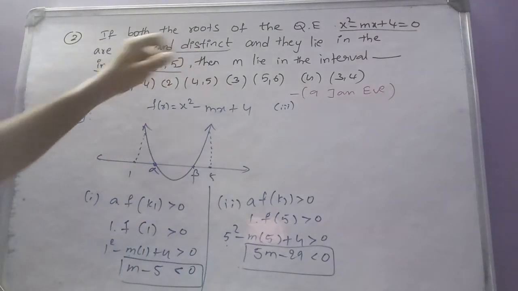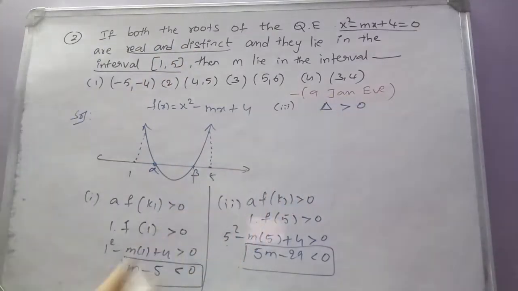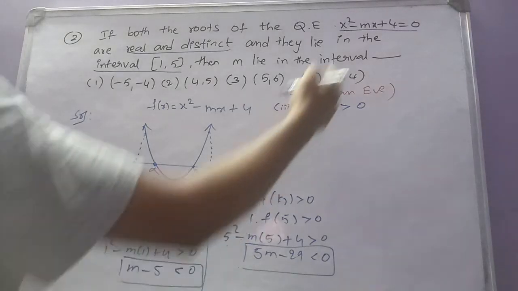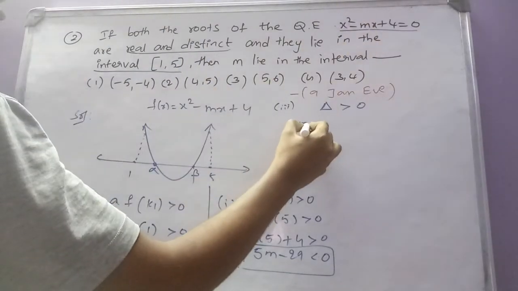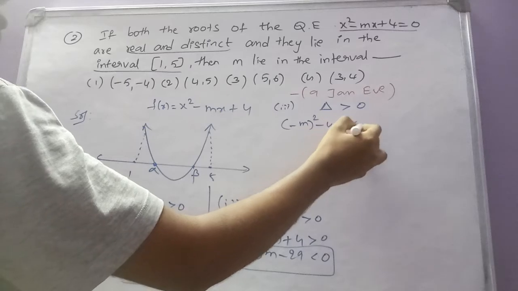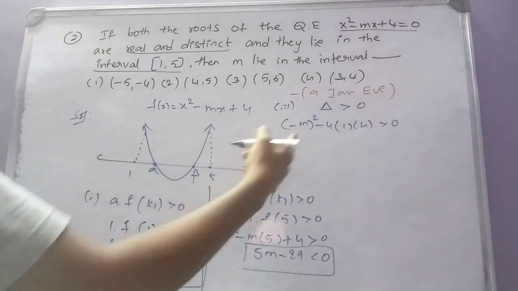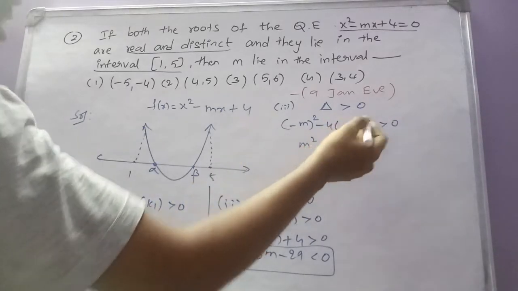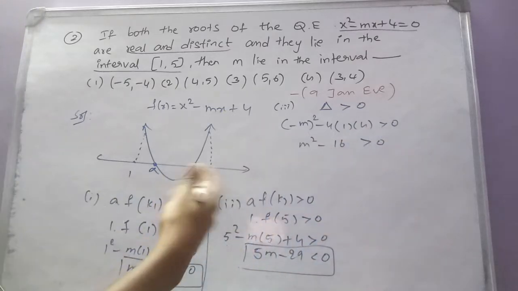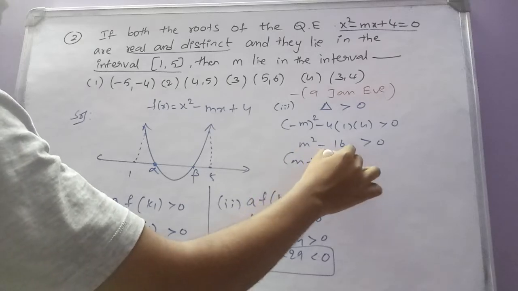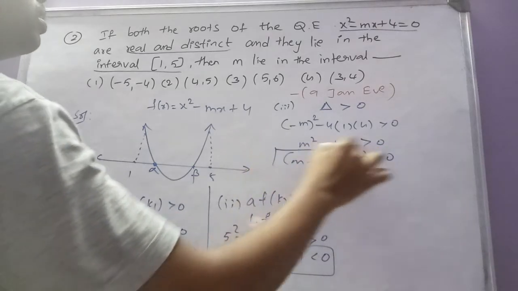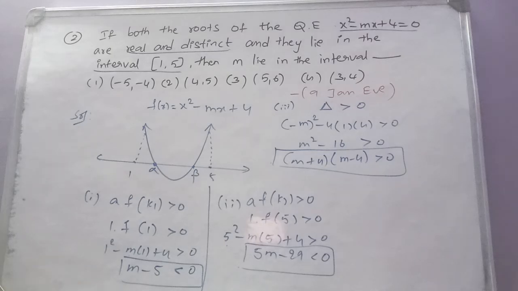Next, the third thing is about the discriminant delta. Since the roots are real and distinct, delta must be greater than 0. Remember this. Delta must be greater than 0 to get real and distinct roots. So that means b square minus 4ac. So b square means minus m square, minus 4 into a into c, greater than 0. So you'll get m square minus 16 greater than 0. m square minus 4 square greater than 0. Use the a square minus b square formula: a plus b into a minus b greater than 0. That means m plus 4 into m minus 4 greater than 0. This is the third inequality that we are supposed to use.